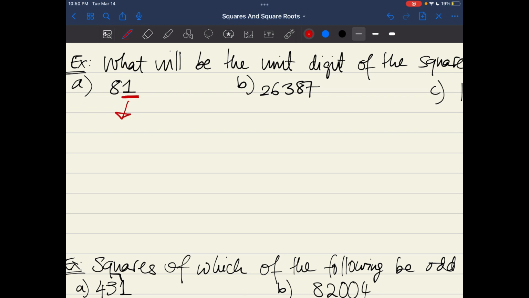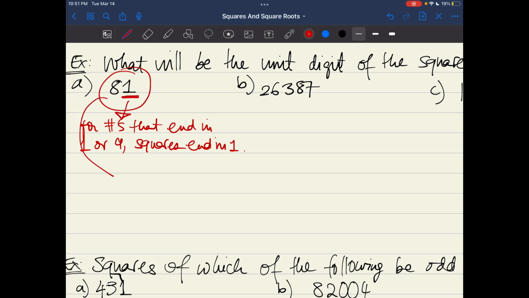Therefore, for numbers that end in 1 or 9, squares end in 1, right? Therefore, the unit digit of the square of 81 will be 1, right? Now, let's move on to the next one.